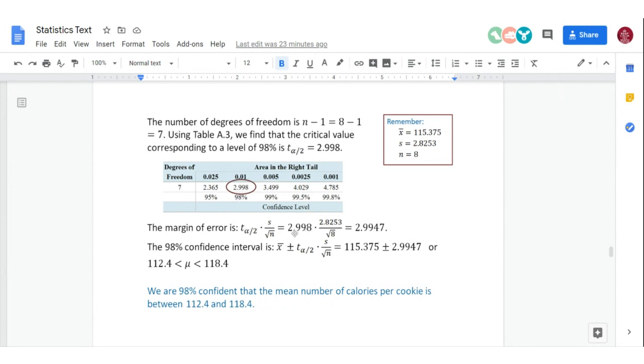So the 2.98 is the critical value. The standard deviation was 2.8253 divided by the square root of 8. Multiply those, you get 2.9947, almost 3. And then we just simply add and subtract that to the 115.375. And that gives us 112.4 to 118.4. So the 98% confidence interval for the number of calories in each cookie is anywhere from 112.4 up to 118.4.